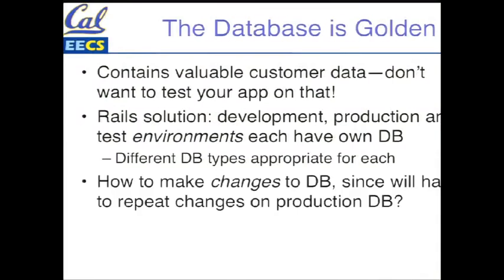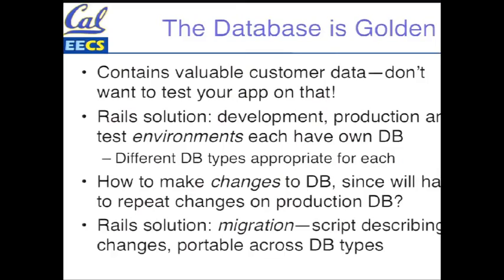So the question is, if this is true, how do you make changes to the database? Because if there's different ones for development and production, whatever you do in development, you'll eventually also have to do those same changes on the production database. And the solution in Rails, as well as in some other systems, is called a migration, which is really just a script describing how you're going to change the database.